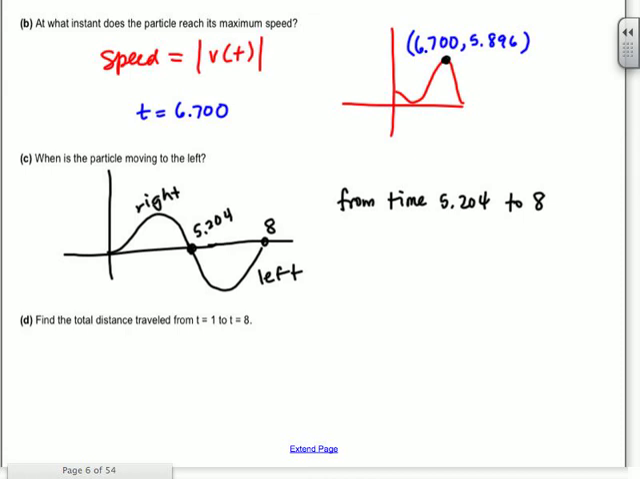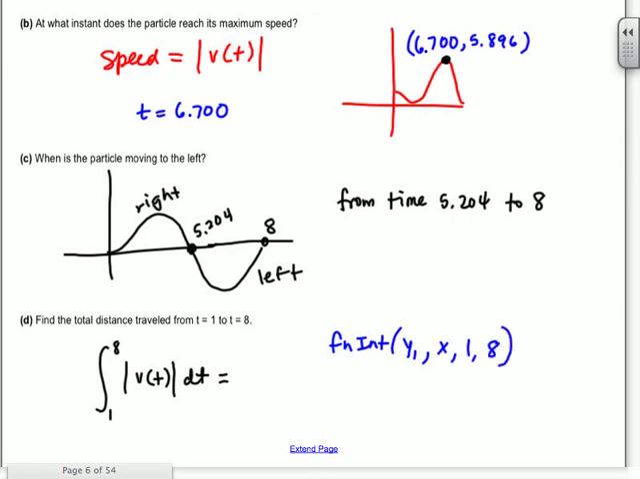Okay, and the last one, find the total distance traveled from t equals 1. Oh, it's not the last one. T equals 1 to t equals 8. So that'd be the integral of the absolute value of the velocity, dt. So let's go back to our y1 and put in the absolute value again. So do second insert, absolute value. So since that's already in my y1, I'm going to put in fn int y1, comma x, comma 1, comma 8. You could have also done absolute value of y1, right, if you'd left off the absolute value.